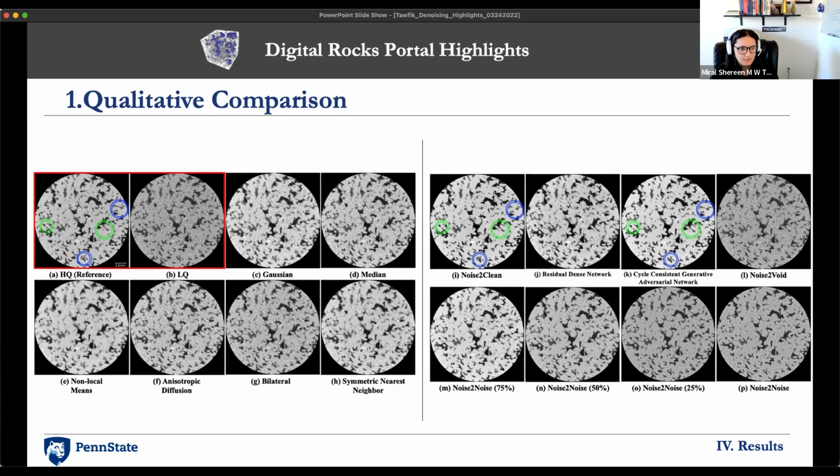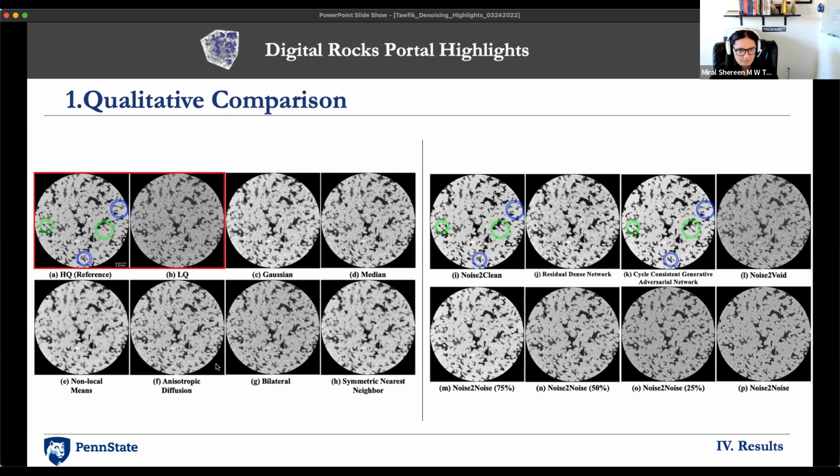And we see that the deep learning algorithms, and particularly N2C, CCGAN, and N2N75 look extremely clean. But then if we inspect them a little bit closer, we can see, marked by the blue and green circles, that N2C and CCGAN each have some features that are correct that are not correct in the other, when we compare it to the reference image on the far left.